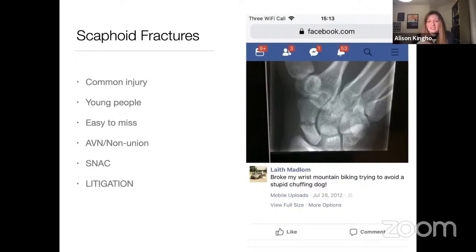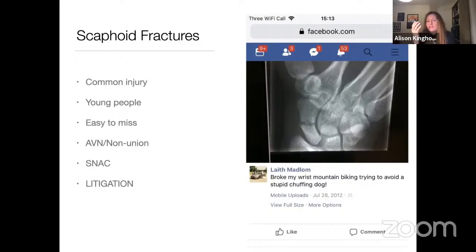As you can see, these are not uncommon, because I really didn't have to go very far to find an example of a scaphoid fracture. They tend to happen in young people, so people in their teens or in their 20s, and Leif was in his 20s when this happened. That's because it's the weakest link when you fall on an outstretched hand in that age group. Kids break their distal radius, elderly people break their distal radius, young adults break their scaphoid.